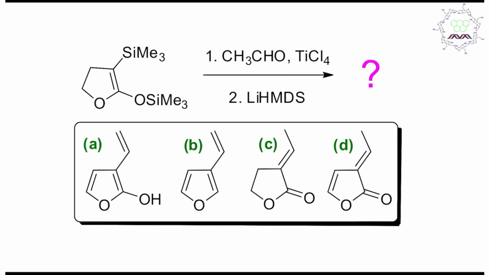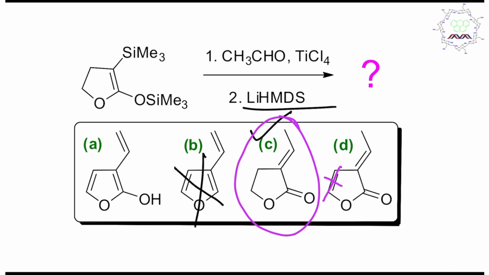So what is the answer? The answer is alpha beta unsaturated carbonyl, simple, option C. Now, why not the others? First of all, how did this double bond come about? Not possible. No oxidant has been given, it's just a base, so not possible. Aromaticity, not possible, not possible.